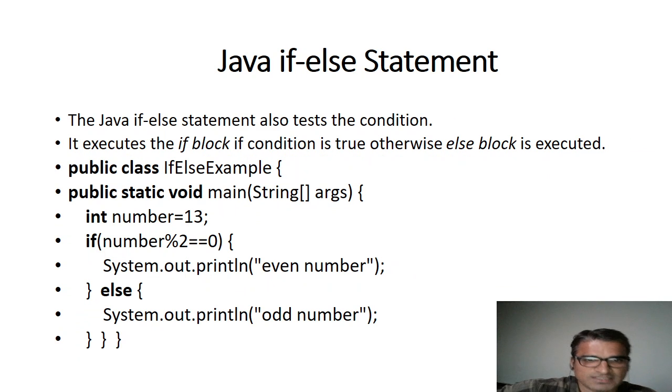So moving to the next concept, that is the if-else statement. It has two types of statements: first the if statement, then the else statement. So the Java if-else statement also tests the condition. Obviously, all decision-making statements test the condition. Based on the condition only, it will proceed to the execution of statements. So let me define the Java if-else statement. It executes the if block if the condition is true. Otherwise, the else block is executed.